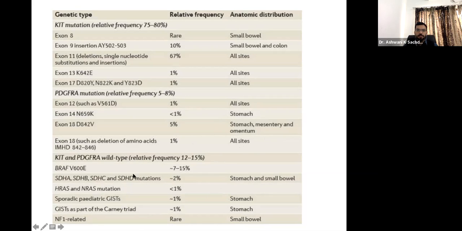And other wild type tumors, they include SDH mutations. They are more common in stomach, and NF1 related tumors, they are rare but more commonly present in the small bowel. The other mutation, BRAF mutation, is also common in some tumors.